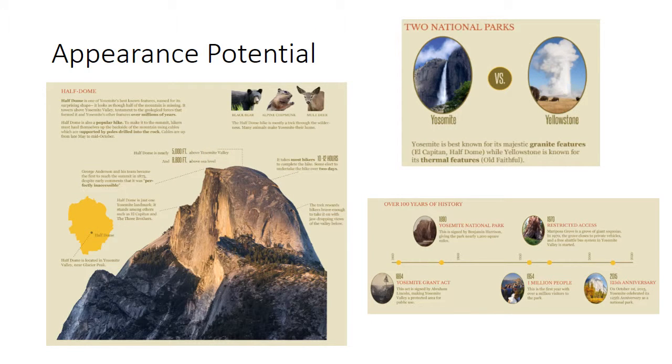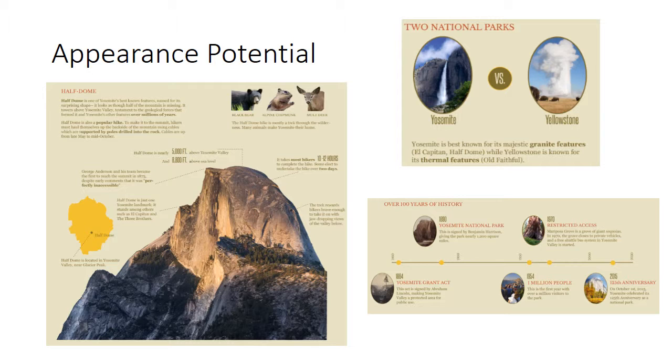Next is appearance potential. For my infographic, I used quite a few appearance displays, mostly in the form of photos. The display of Half Dome down here is the largest because I really wanted viewers to connect this iconic image with the park. Up on the right here, there are some pictures of animals because I wanted to convey that there are lots of animals on the way up the hike to Half Dome.